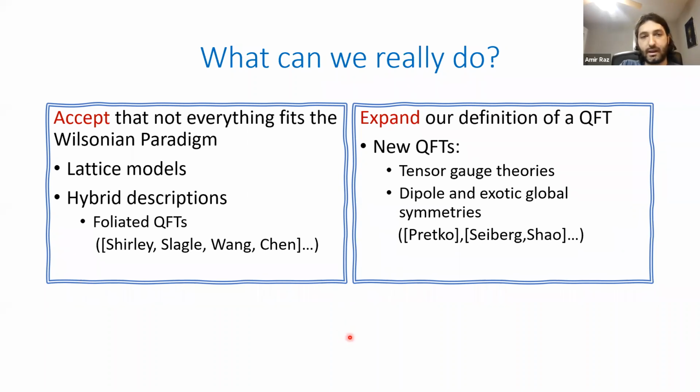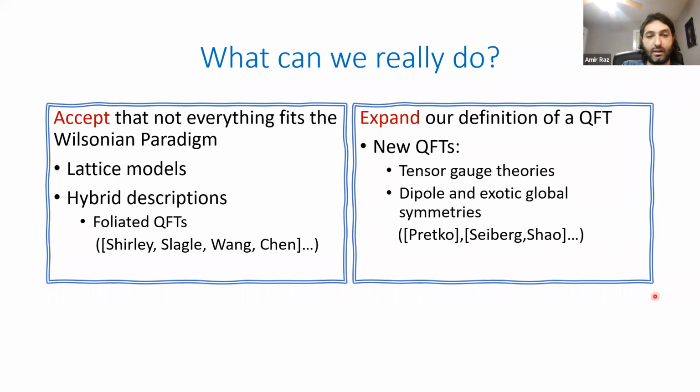We can also instead try to expand our definition of what a quantum field theory is, and in this case, come up with new continuum quantum field theories and try to understand their properties. Things that fall under this category would be something like the tensor gauge theories, where you have a symmetric tensor, or other theories where you have an exotic global symmetry. At least formally, they seem like continuum quantum field theories, but they don't.